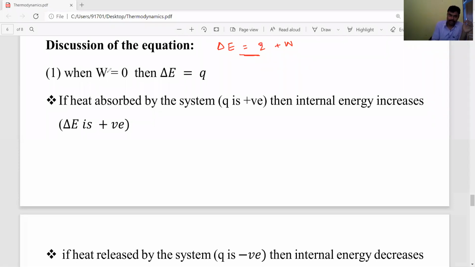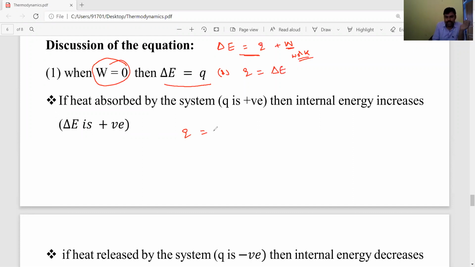For example, when W, work, is 0. W means work. Work is of two types. It may be either work done by the system or work done on the system, whatever it may be. If work is 0, then what happens? The internal energy change is equal to Q. Means Q is equal to delta E.